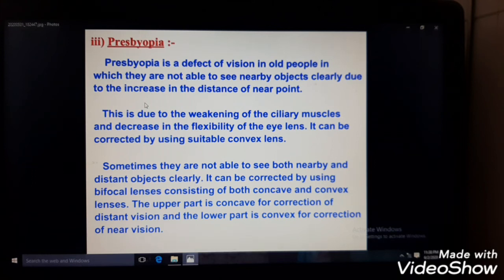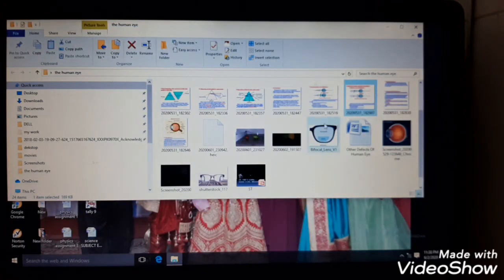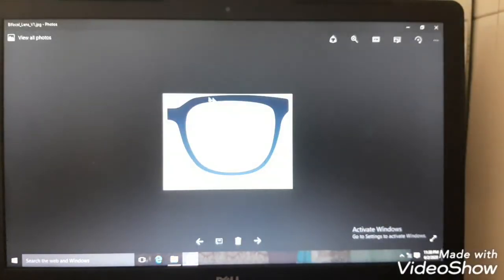Okay, let me show you the spectacles used to correct presbyopia. Actually, you might be knowing that kind of lens. You might have seen this kind of lens in which this portion is different from this one. There is a slight semicircle lens in this complete one. That means this is a bifocal lens. Bifocal lens means both the focal lenses are there, both concave and convex lenses are there.